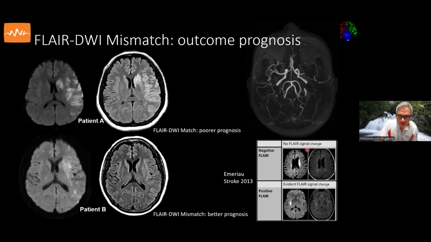So this is the flare DW mismatch sign that has been published in the literature. We sometimes use this for prognosis in our cases, in addition to looking for T2, gradient, diffusion, and MRA.